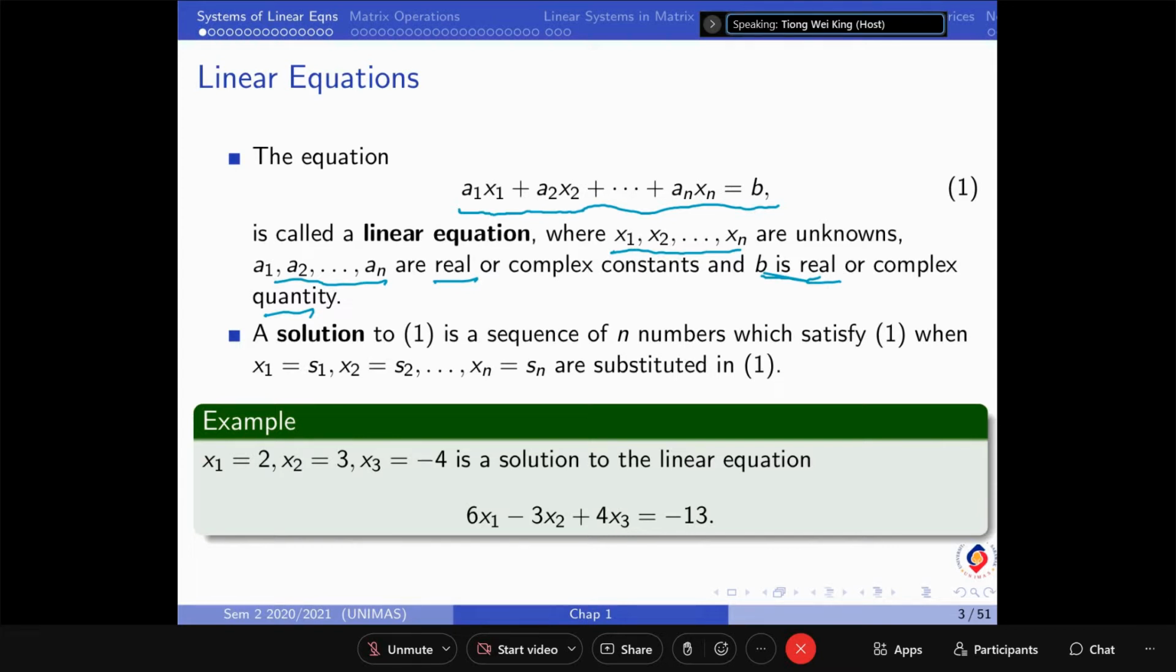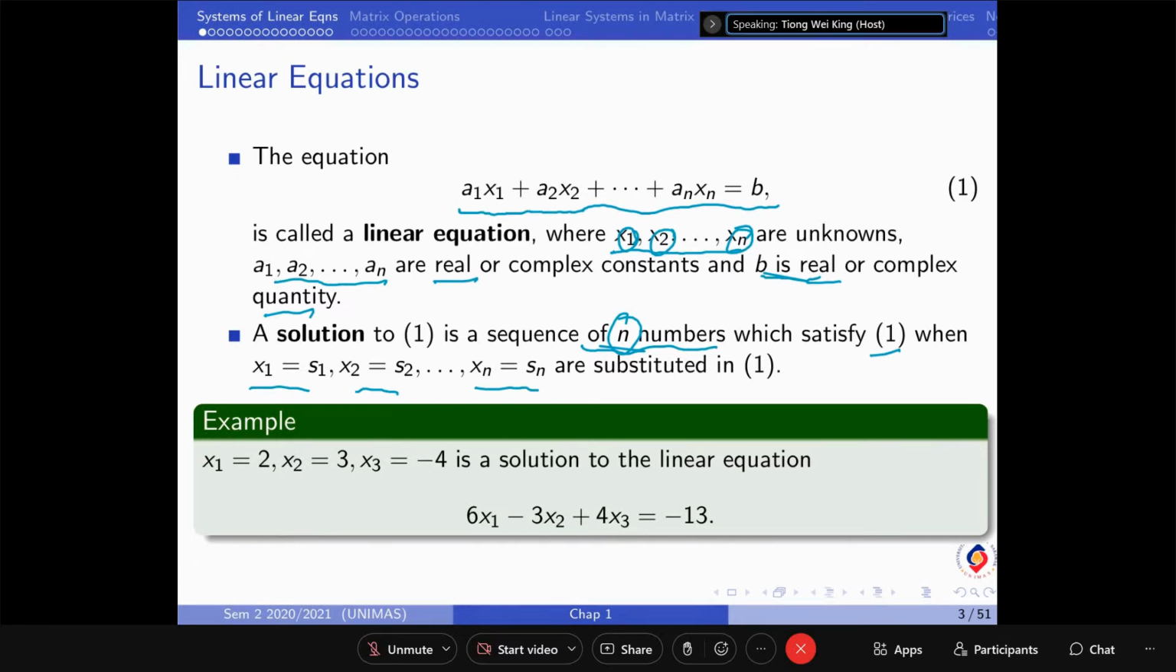A solution to equation 1 is a sequence of n numbers which satisfy equation 1 when x1 equals s1, x2 equals s2, and so on, xn equals sn. So a solution is a sequence of n numbers. Meaning if you have n unknowns, x1, x2 until xn, then in your solution you must have n numbers. If it is less, then it is not a full solution.